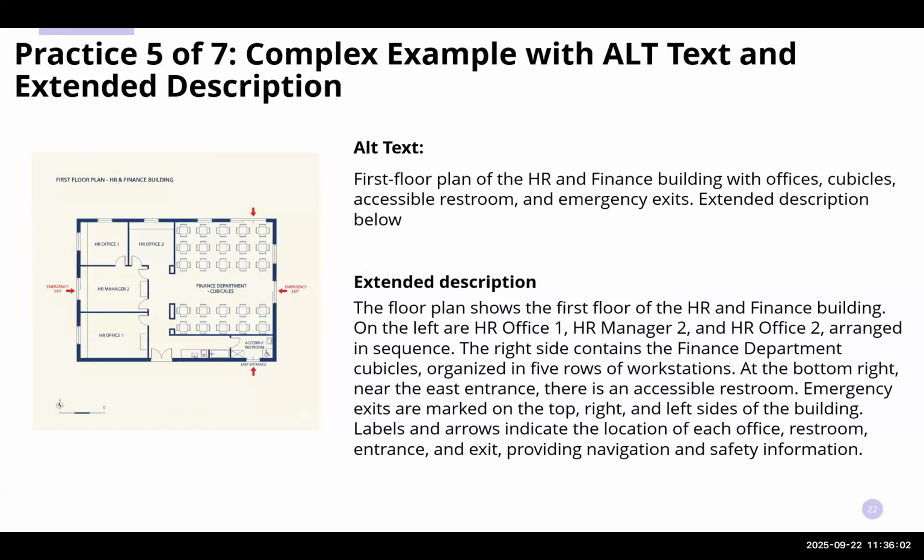It says: first floor plan of the HR and finance building with offices, cubicles, accessible restrooms, and emergency exits, extended description below. So this is another great example of clear and concise alt text. It tells us what the image is about, that it is a floor plan, and highlights the key areas, like what all it includes. As this image contains more detailed information like office locations, entry points, emergency exits, an extended description is provided.